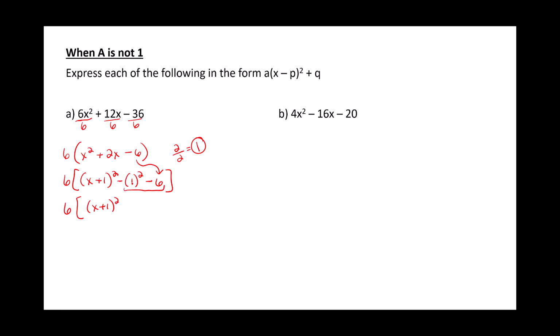So 1 squared is 1. So we're going to have negative 1 minus 6. So we're going to get x plus 1 squared, and then negative 1 minus 6 is negative 7. And we want this 6 to be back in front of this parentheses. We want it to look like this, and we don't want these brackets here. So this 6 is just going to hang out in front, but it's going to get multiplied by that negative 7, and you can't forget that. So we're going to write 6 parentheses x plus 1 squared, and then 6 times negative 7 is negative 42. So that is my completed square form.